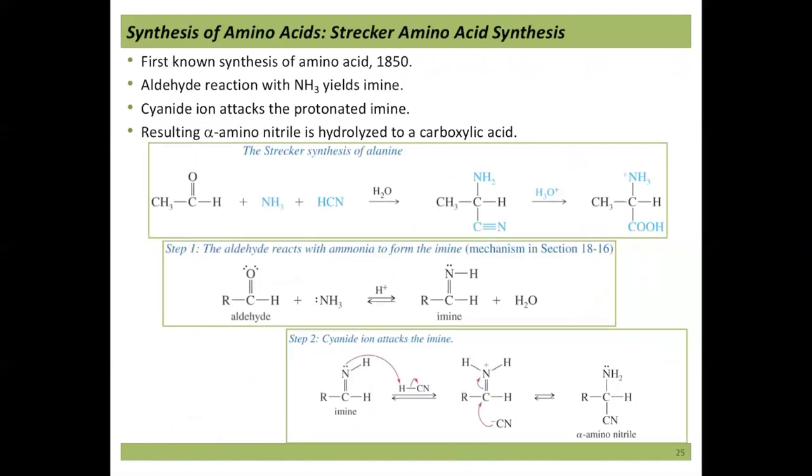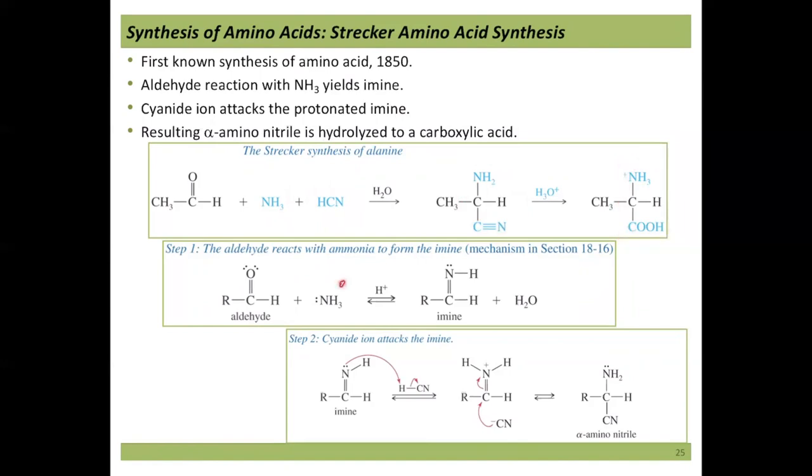Okay. That is the general structure of amino acids. Now, how do we make them? Well, this is really cool because we can make them using chemistry that we've seen before, which is cyanohydrin and imine chemistry. So if you take an aldehyde and you mix it with ammonia and HCN, you end up with this cyanoamine here. And when you hydrolyze that, this, of course, turns into a carboxylic acid, and lo and behold, you have an amino acid. So how does this work?